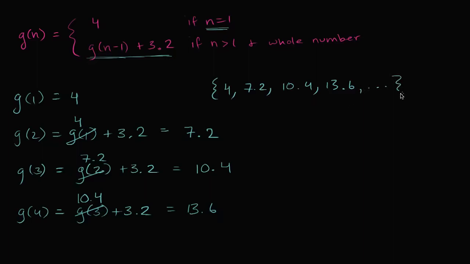And what's happening in the sequence? Well, we're starting with 4. That's this case of the function: if n is equal to 1, the function is going to be equal to 4. And then for each term after that, you take the previous term and you add 3.2. So we add 3.2 for the second term. We add 3.2 again. So we just keep adding 3.2, not 0.32, 3.2 to get to the next term. Now, we could have defined it that way. We could have said, let's have a sequence where the first term is 4, and then we keep adding 3.2 to get each next term.